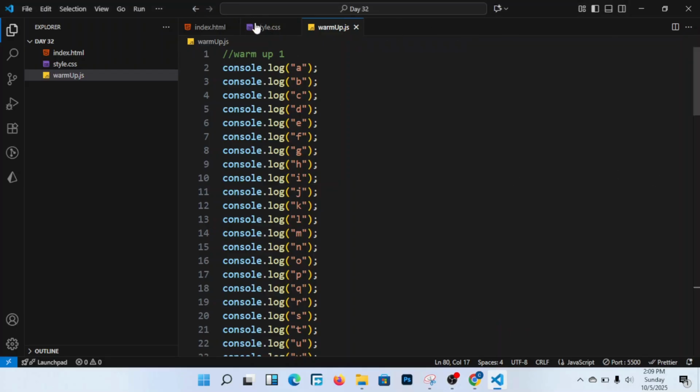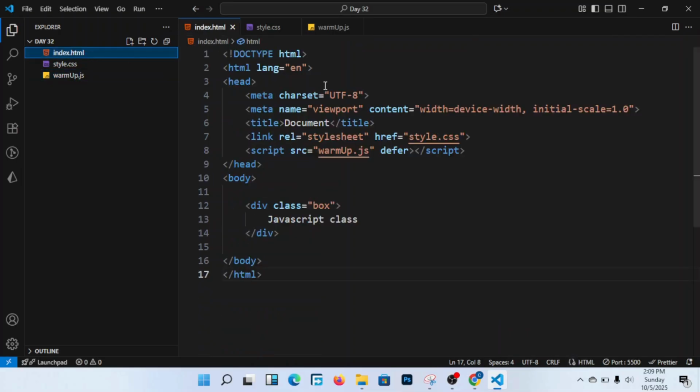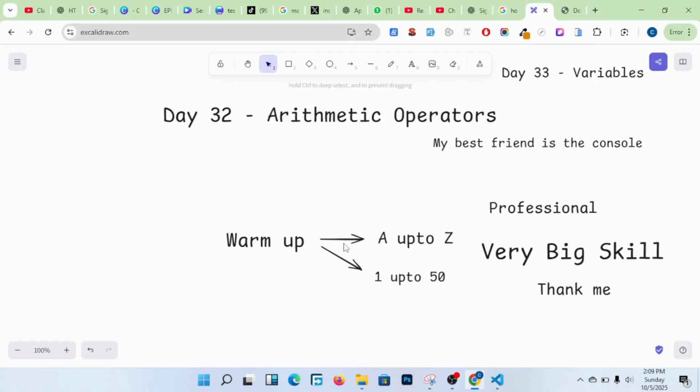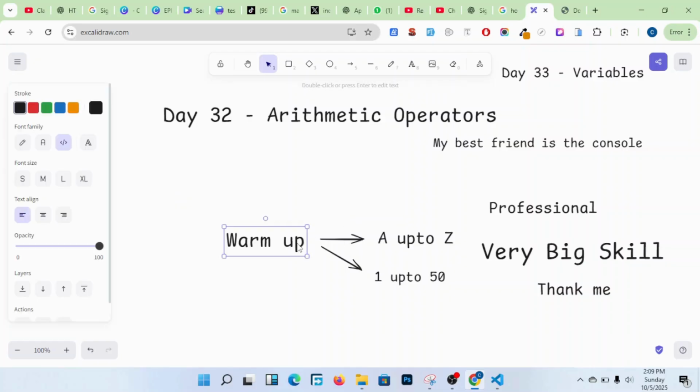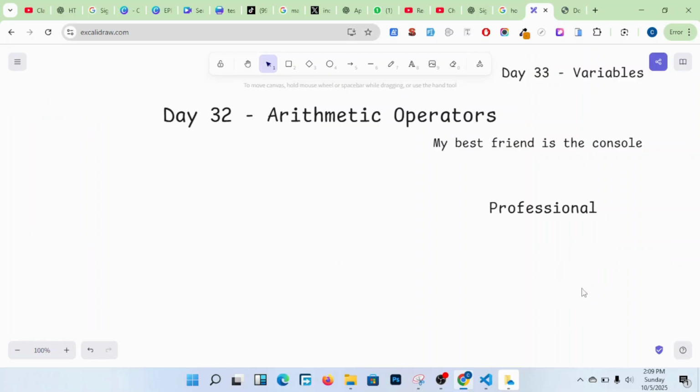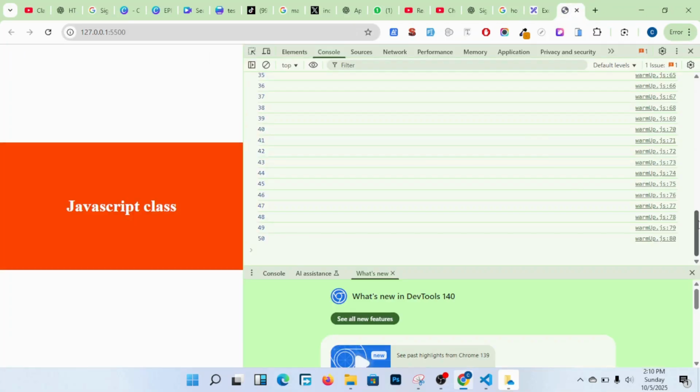So this warmup.js, I'm going to open up a new file which I'm going to use in today's class. Then we'll look at what they call arithmetic operators. At least you have understood that skill very well. I can come and remove this. That was our warm up. Tomorrow's warm up is going to be different. You're going to thank me later for this. There's something that I'm going to test until I get those results. So this has been our warm up.